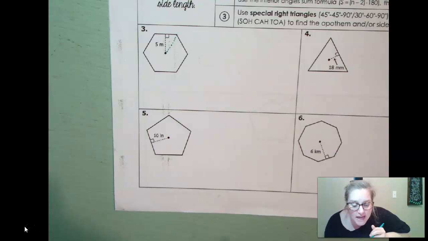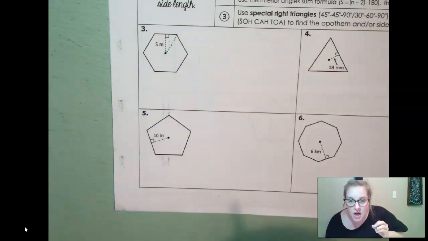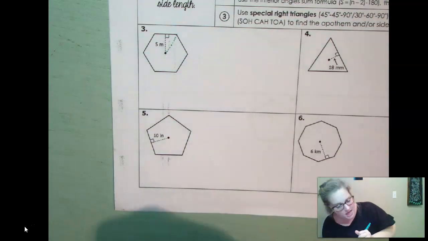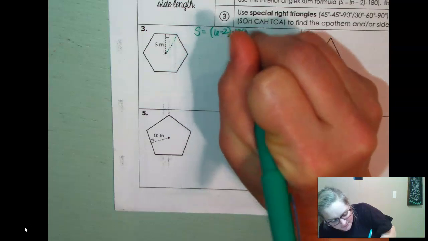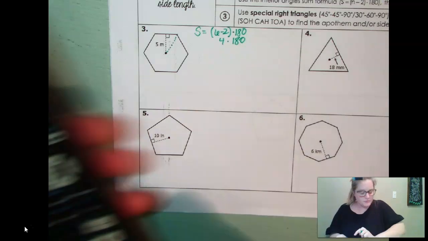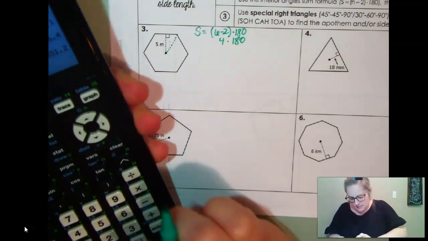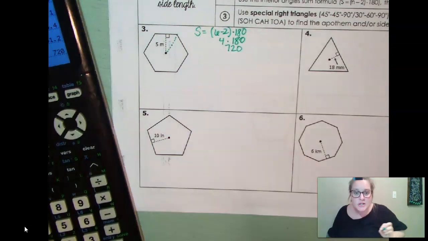The first thing that I need to know, though, is the degrees of this entire polygon. So I need to know the number of sides. So this is 1, 2, 3, 4, 5, 6 sides. So I'm going to use my sum, which is going to tell me to do 6 minus 2 times 180. 4 times 180 is 720. So that's the entire degrees.